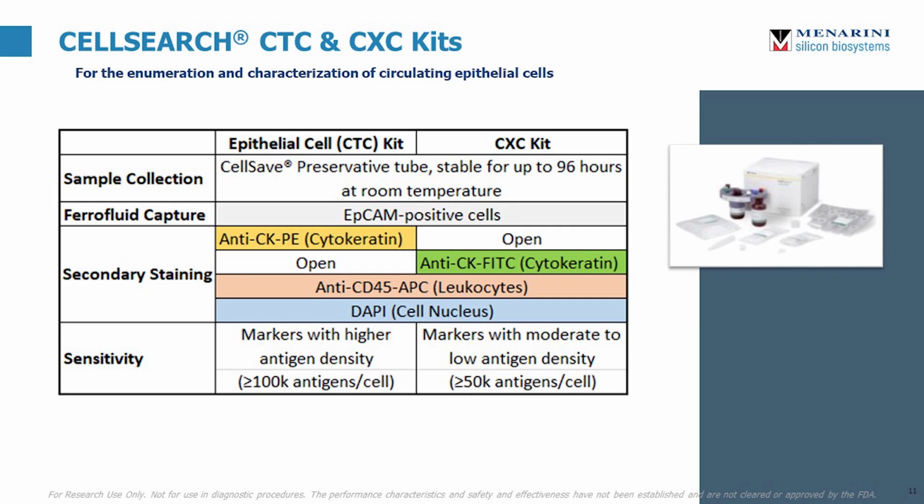Both the epithelial CTC and CXC kits are used for the enumeration and characterization of circulating epithelial cells, with the primary difference being the fluorescent marker used for positive identification of the cells based on expected antigen density. Both come with our 96-hour cell-stabilizing cell-safe preservative tubes, the ferrofluid capture solution, and the necessary staining reagents. You'll notice that in both kits, there's an open channel that can be used for a user-defined marker. Let's take a look at how to optimize those markers in a research use only setting.